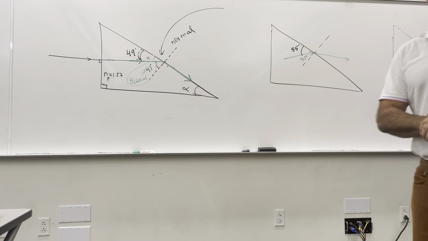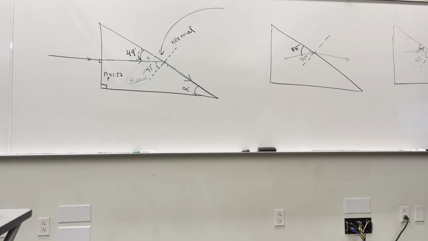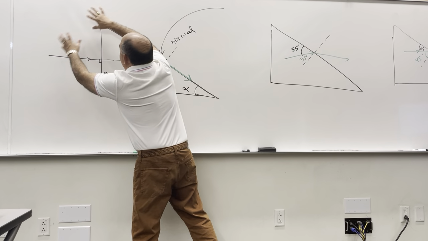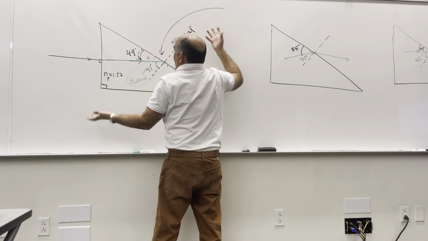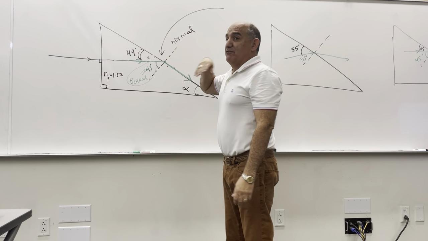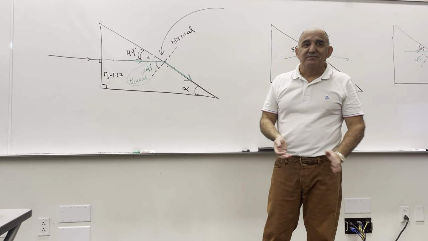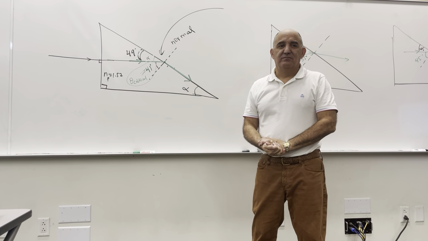Oh. It's still, the 1.52 is the glass. It has nothing to do with what's around it. So in the other problem, what you have outside is water. So now it's not air. The index of refraction of water is 1.33, but for the glass, it's still 1.52. I was missing that. I thought the water was inside the prism.